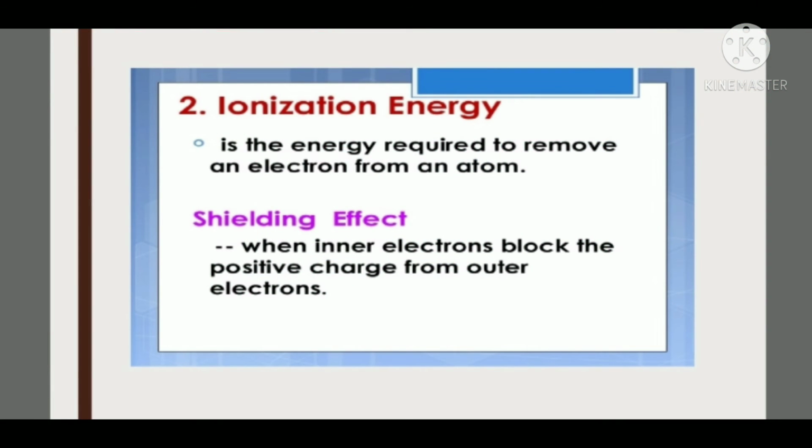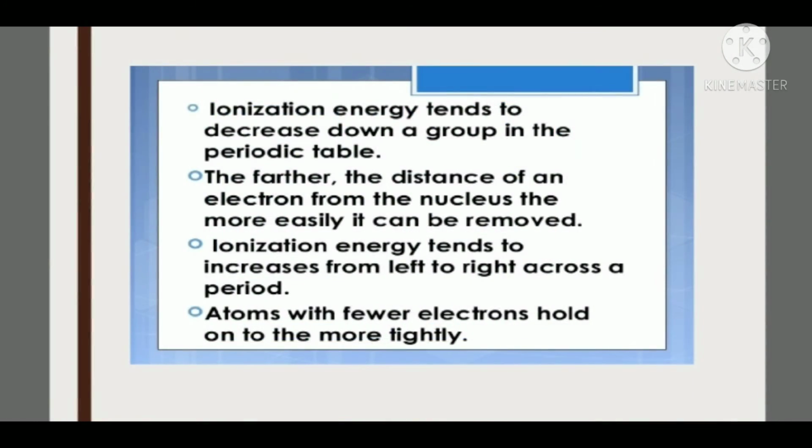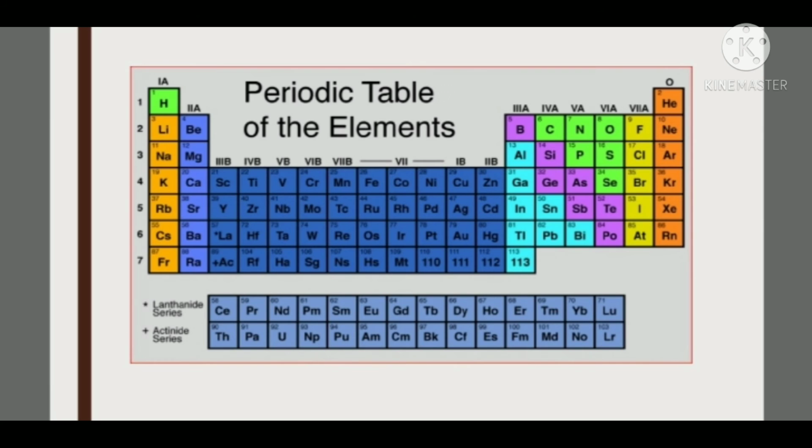The second trend is ionization energy. It is the energy required to remove an electron from an atom. Shielding effect is when inner electrons block the positive charge from outer electrons. Ionization energy tends to decrease down a group in the periodic table. The farther the distance of an electron from the nucleus, the more easily it can be removed. This is the periodic table of the elements.